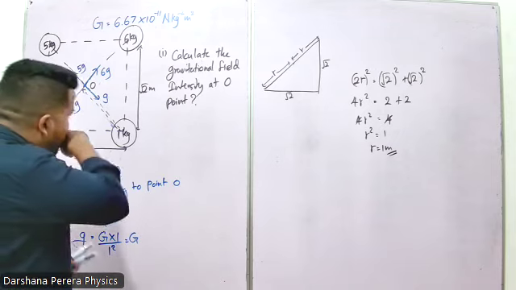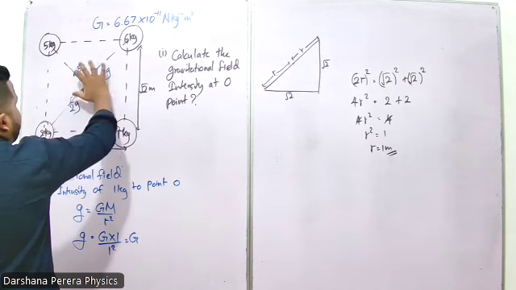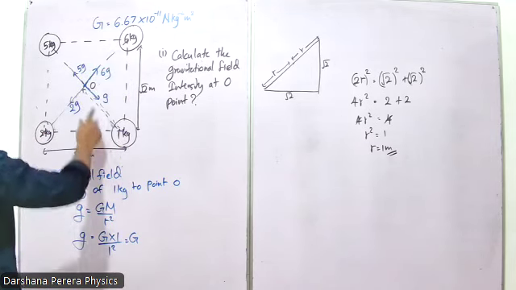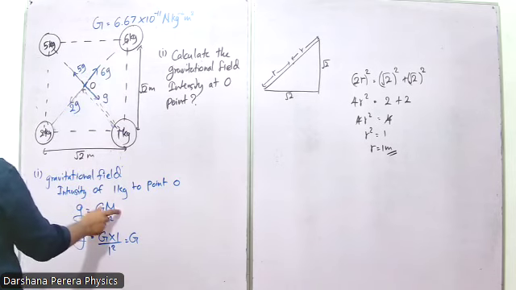Okay. So therefore, this is 6G. Why? We have to multiply it by 6. Why? 6 means the mass is 6.